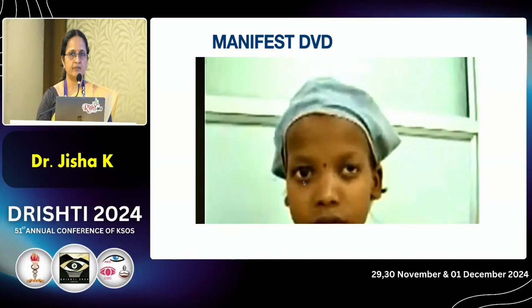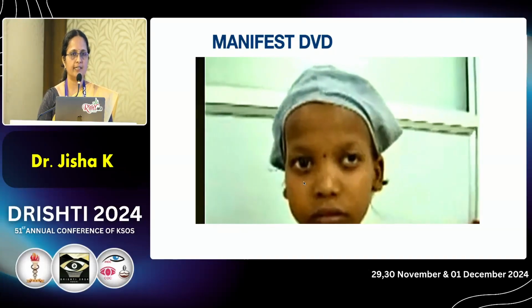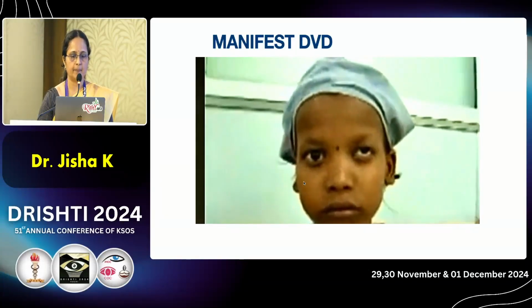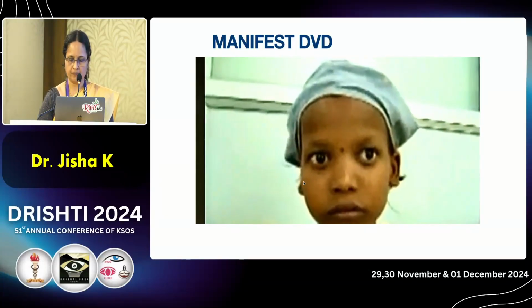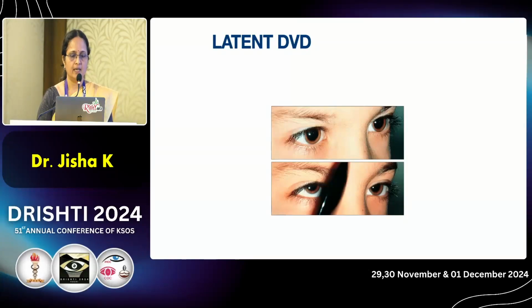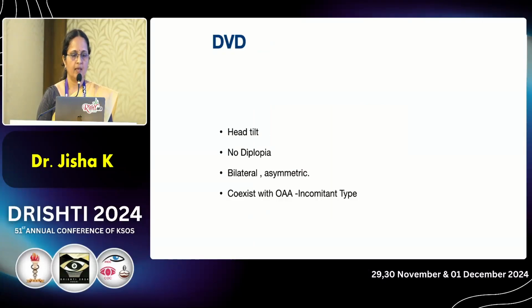And this is manifest dissociated vertical deviation where you can see that the left eye is spontaneously drifting up and it is coming back. This is manifest. Whereas in latent DVD, the updrift occurs only when you occlude the eye. The eye under cover drifts up. The other features are it can have head tilt and there will not be any diplopia because of absence of binocular single vision, and it will be bilateral.